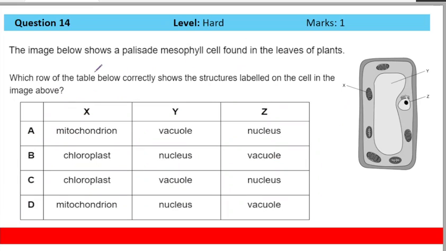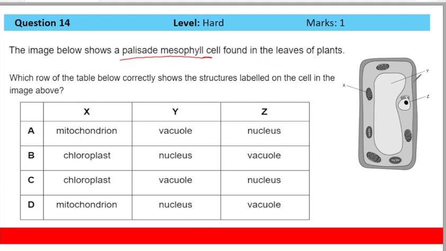Question number 14. The image below shows a palisade mesophyll cell. These cells are pillar-like, so they are called palisade. They contain a greater number of chloroplasts, and they are near the upper epidermis so that they can receive more sunlight. They are the first to receive sunlight.